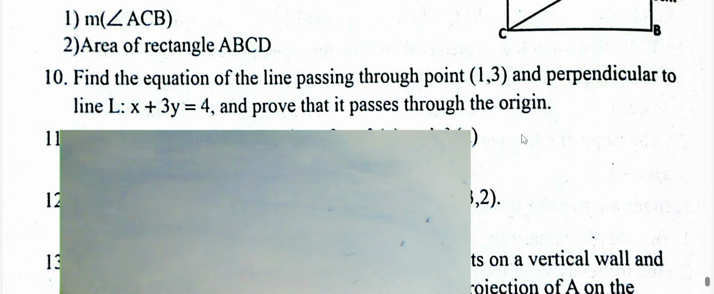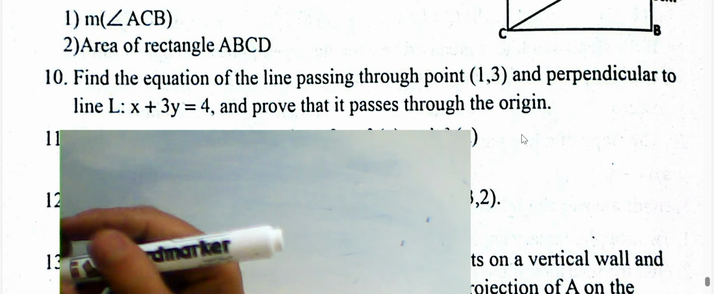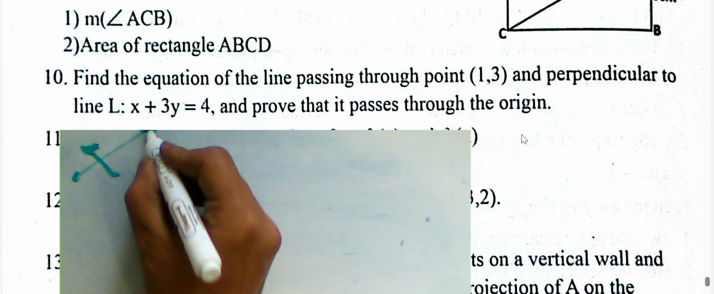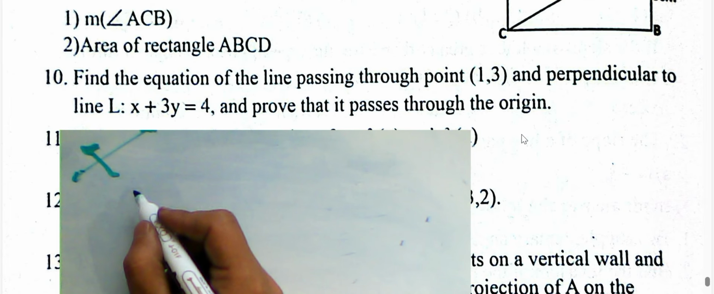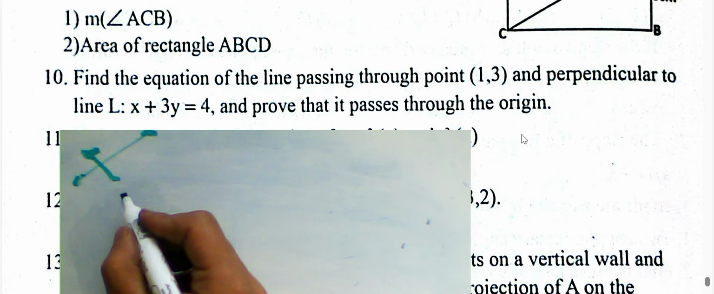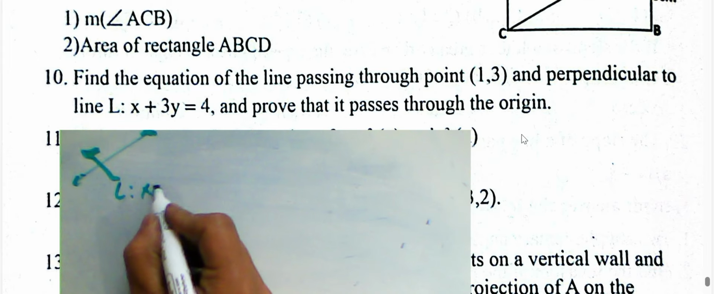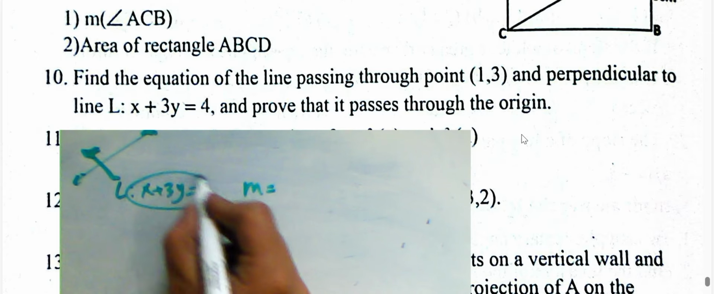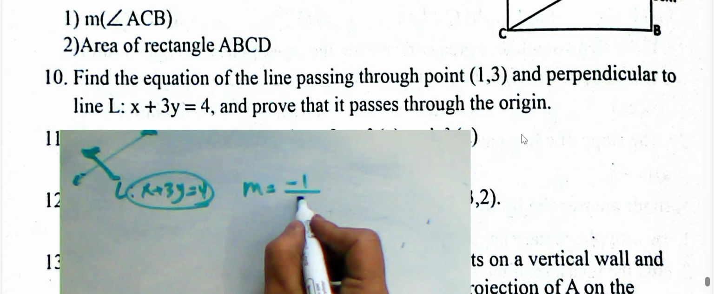First step, he wants to find the equation of the straight line. We have information about the straight line. This straight line is perpendicular to the other. It means slope 1 times slope 2 equals negative 1. If you get the slope of the straight line L, such that x plus 3y equals 4, the slope here equals negative coefficient of x over coefficient of y.